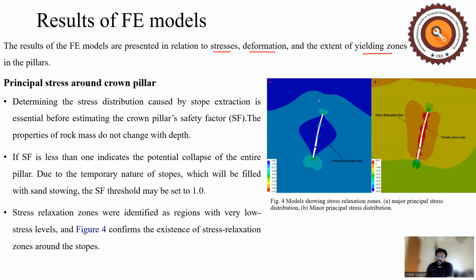The principal stresses are very important in order to find out the safety factor of any underground structure. If the safety factor is less than one, it indicates that the underground structure is going to fail, and if it is greater than one, the underground structure is safer. As you can see in this figure, the relaxation zone has developed due to the excavation of the stopes. This figure shows the major principal stress distribution, and this figure shows the minor principal stress distribution.